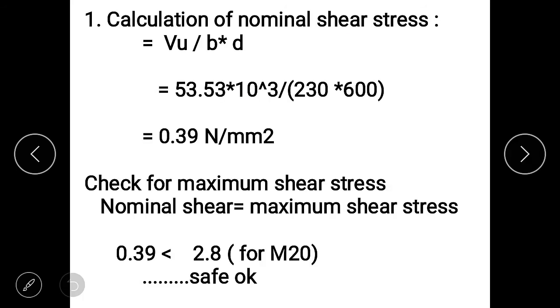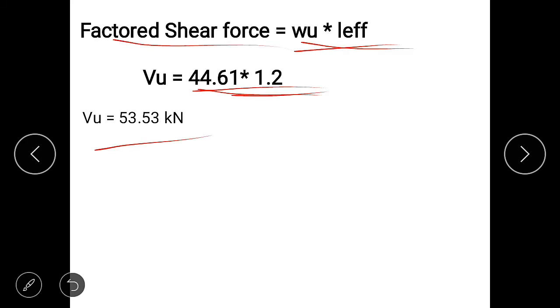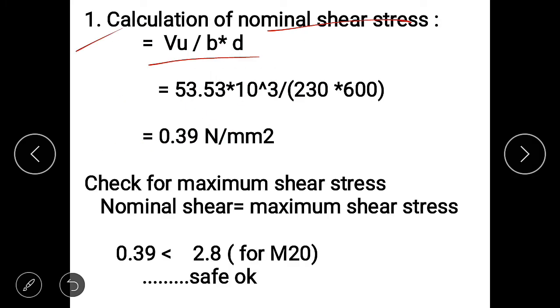Okay. So now the first step, we have to calculate nominal shear. How to calculate nominal shear? Formula is VU divided by B into D. Our VU we already found, 53.53 into 10 to the power 3 Newton, divided by B, width is 230, and effective depth is 600. So our nominal shear is 0.39 Newton per mm square.